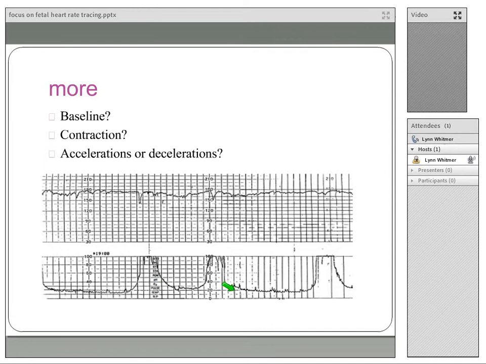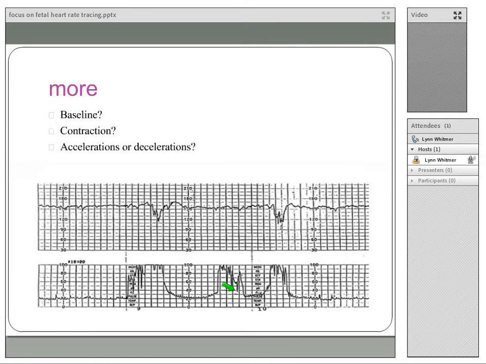Let's read another strip. How are we doing out there? You guys doing okay? You getting it? If you're not getting it, please email me today and let me know, and I will try to respond to your emails as quickly as I can.